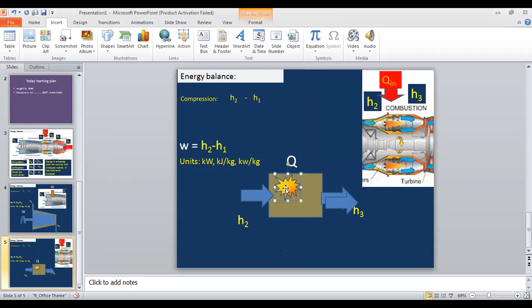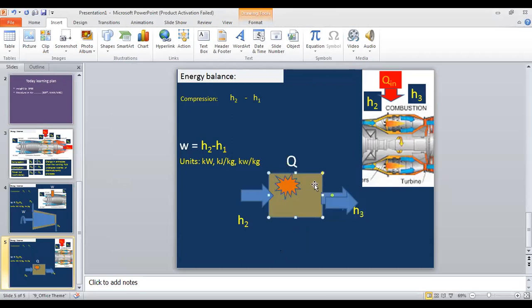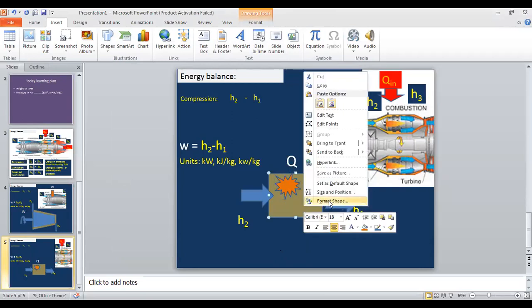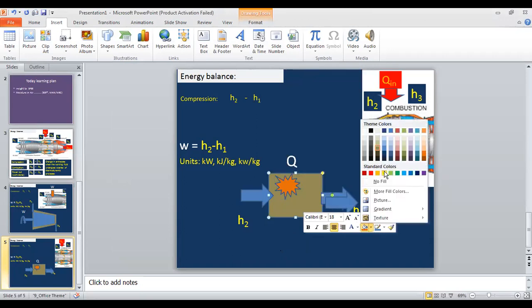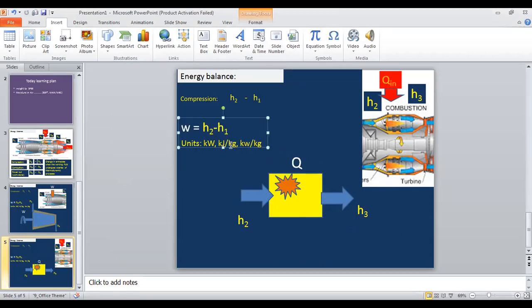Yes. So highly intensified. I think better put more red color. This is the combustion chamber. Like this. So energy input here. Okay. So when you're following this, you will receive a good knowledge really.